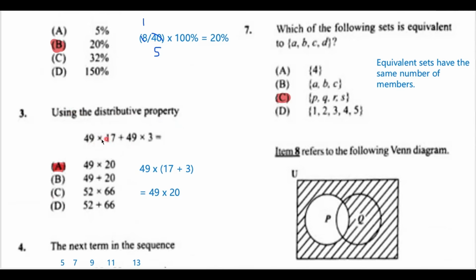Number 3, using the distributive property, 49 by 17 plus 49 by 3, we pull out what is common, which is your 49, and you multiply with what? 17 add 3 in brackets, and 17 add 3 is 20, so 49 by 20, that is A.